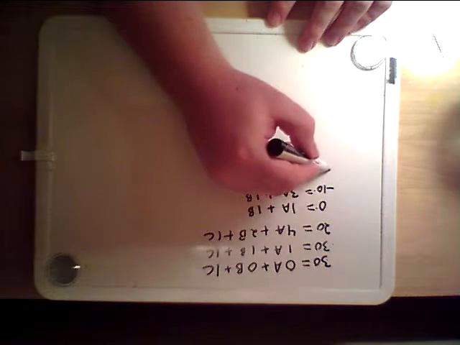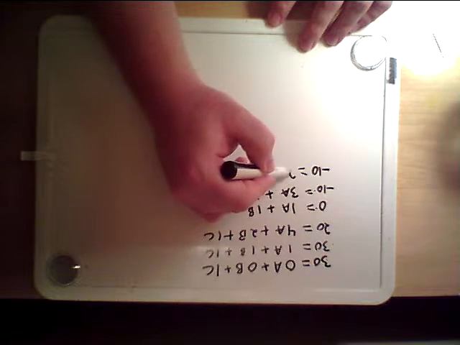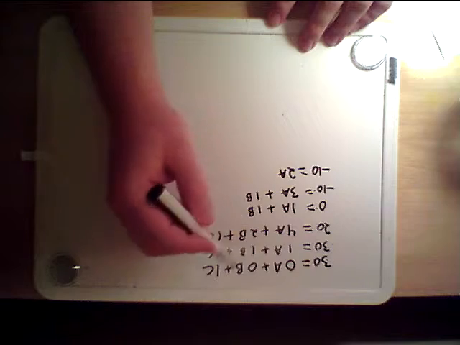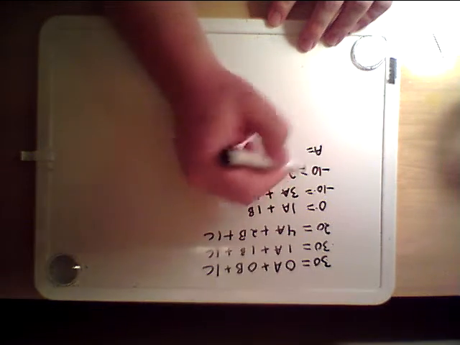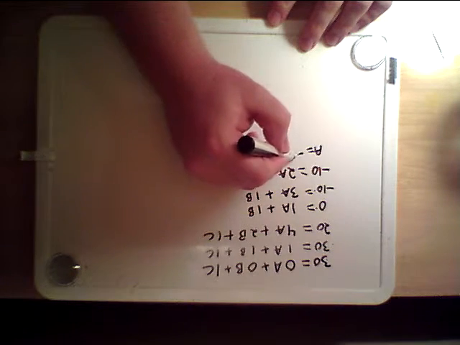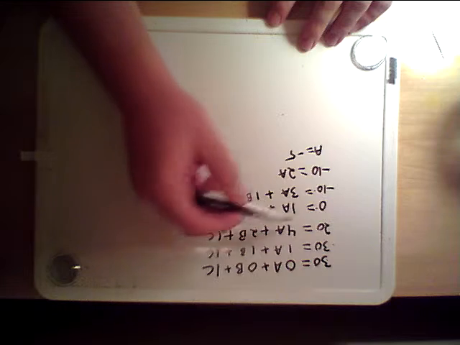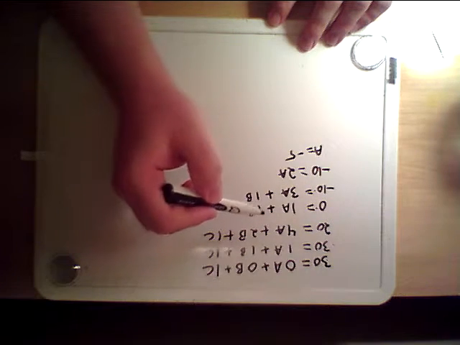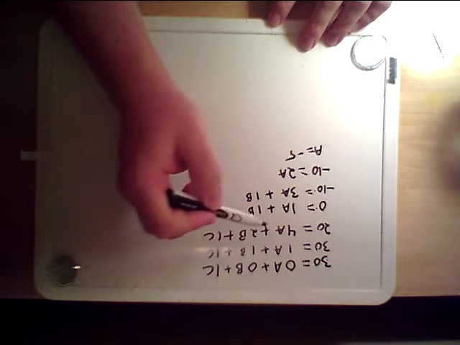Negative 10 minus 0 is negative 10. 3a minus 1a is 2a. And then 1b minus 1b just goes away. Great, so we get 2a equals negative 10, or a equals negative 5. Now that we know that a is negative 5, and that's been informed by both of these equations, we can plug in negative 5 anywhere for a, and then figure out our b value as well.